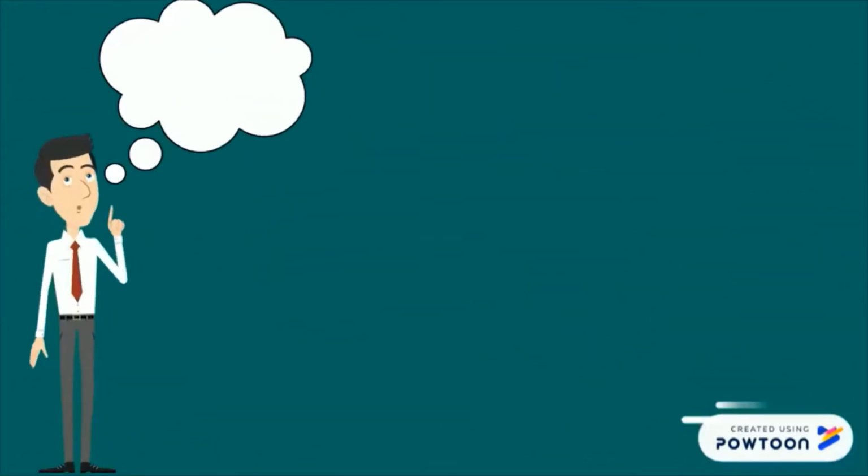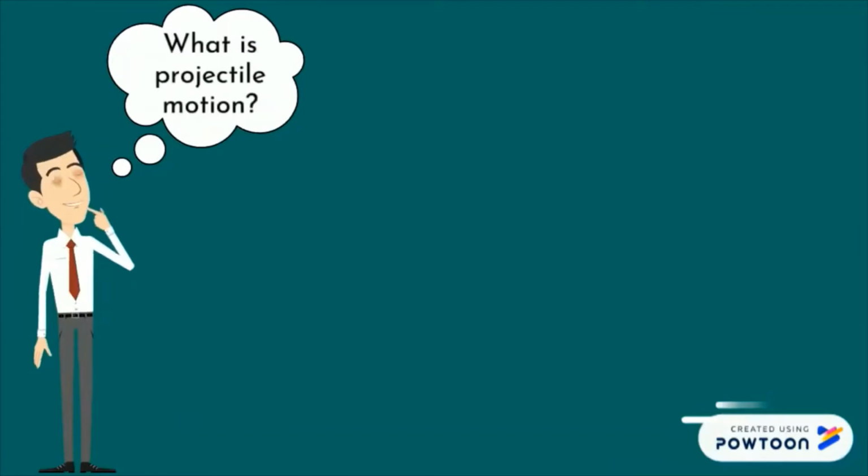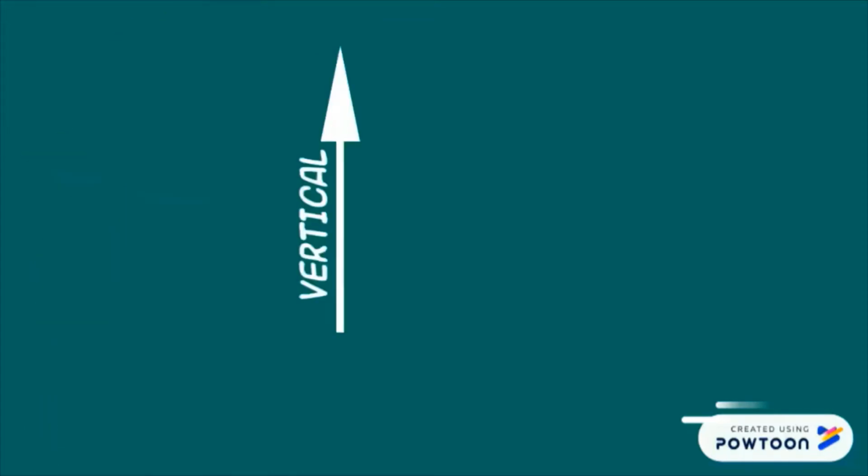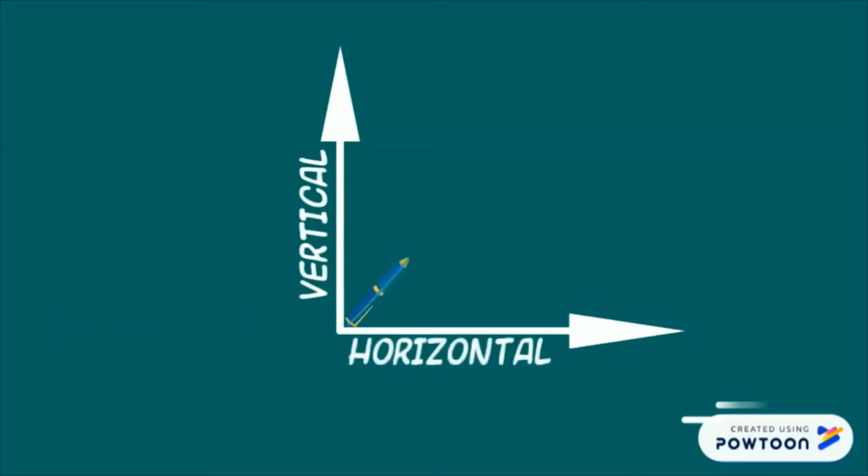Now you might be thinking, what is projectile motion? Well, projectile motion is when the velocity of a moving object has both a vertical component and a horizontal component. And that will result in the pen moving like this or this. Now as observed, the path of motion looks something like a parabola.